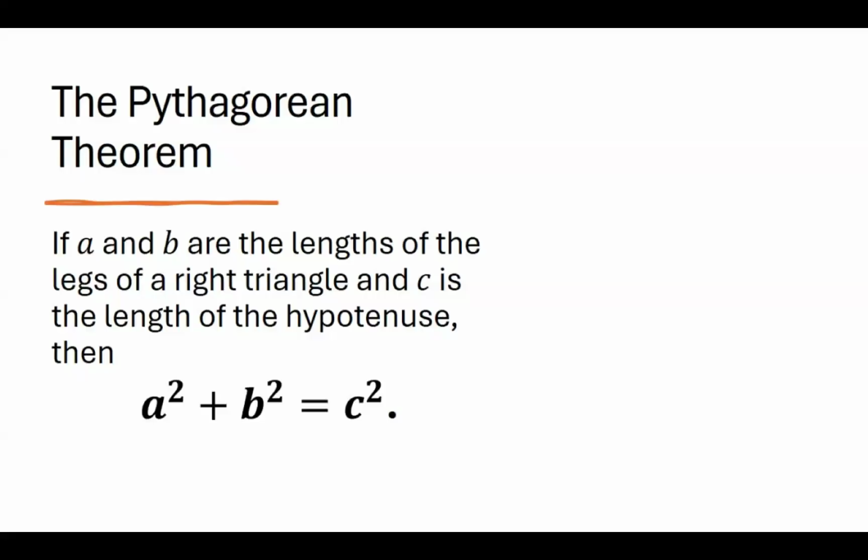One of the important properties of triangles is, of course, the Pythagorean or Pythagoras theorem. Most students know this one. It is very popular. Almost everybody has heard of Pythagoras theorem once in their life, which is: if A and B are the lengths of the legs of a right triangle, and C is the length of the hypotenuse, then A squared plus B squared equals C squared.